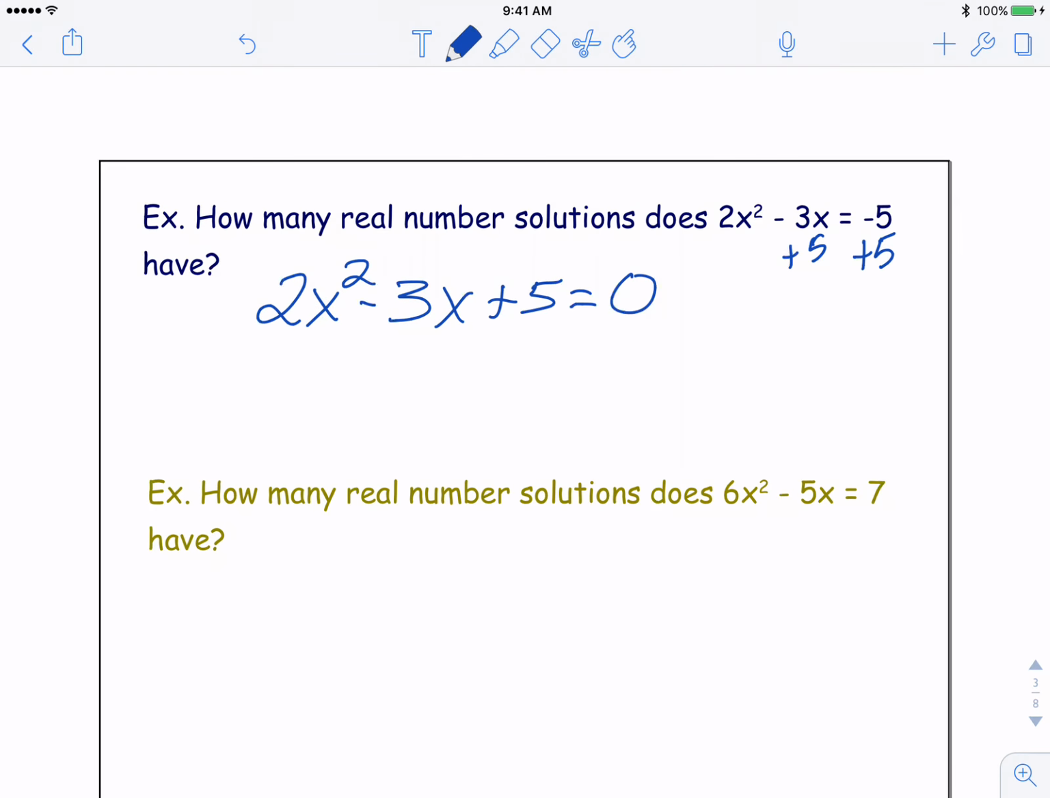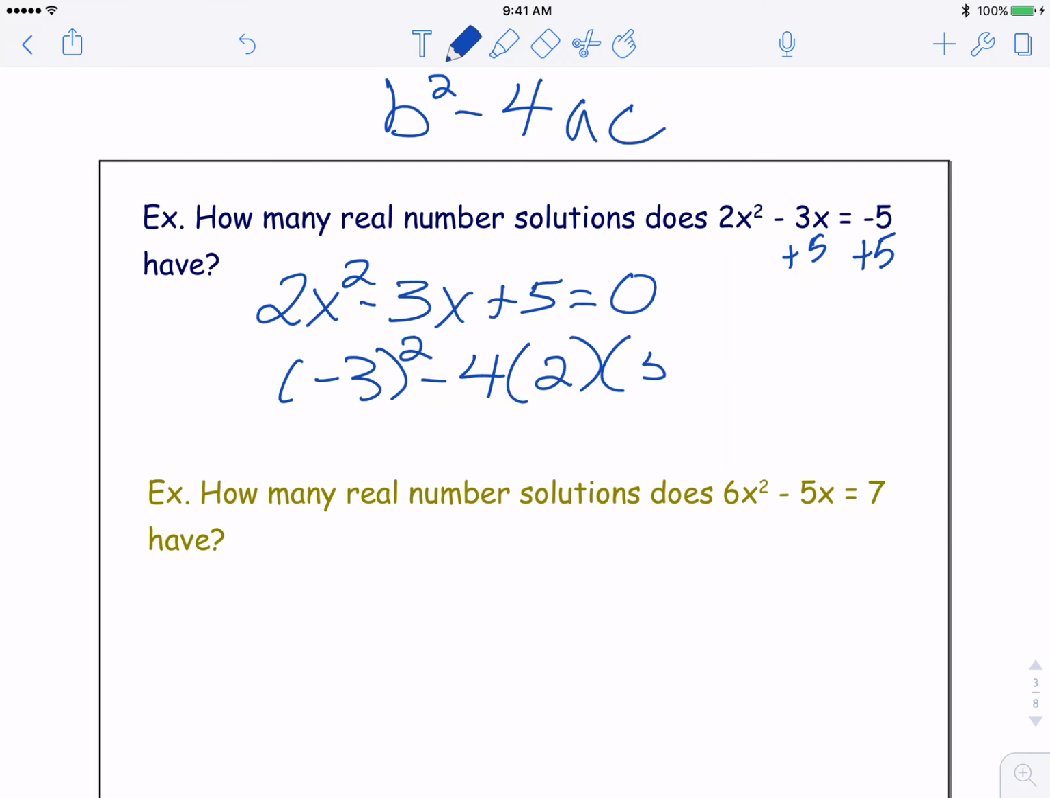Now I can look at that discriminant to find out how many real number solutions it has. And remember, the discriminant is just that chunk of b squared minus 4ac. My b value in this function is negative 3, so I have negative 3 squared minus 4 times the a value of 2 times the c value of 5. Negative 3 squared is 9. Negative 4 times 2 times 5 is a negative 40, so this is equal to negative 31.